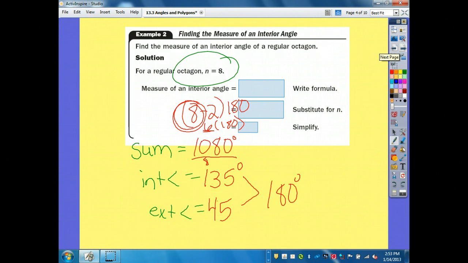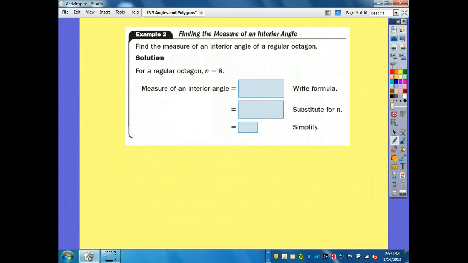Alrighty. Oops, forgot to erase my other stuff. Okay, same thing. Now it's an octagon. So I would like the sum, the interior angle and the exterior angle, please. So get your calculators going. They have to add up.